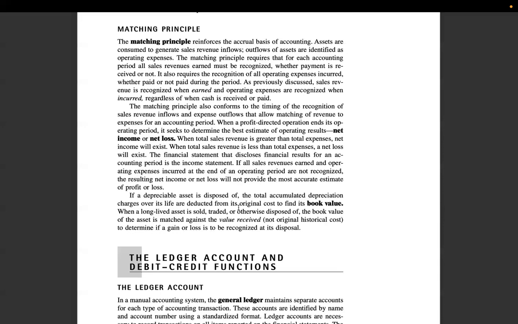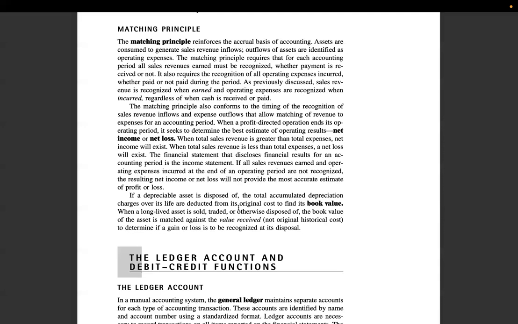The financial statement that discloses financial results for an accounting period is the income statement. If all sales revenues earned and operating expenses incurred at the end of an operating period are not recognized, the resulting net income or net loss will not provide the most accurate estimate of profit or loss. If a depreciable asset is disposed of, the total accumulated depreciation charges over its life are deducted from the original cost to find its book value.